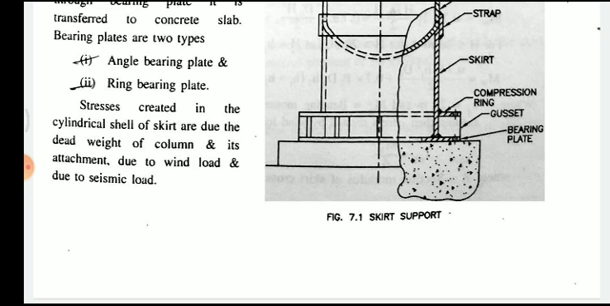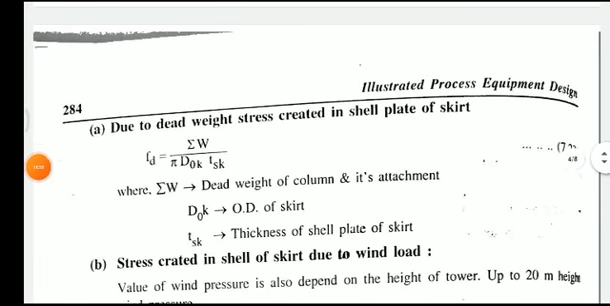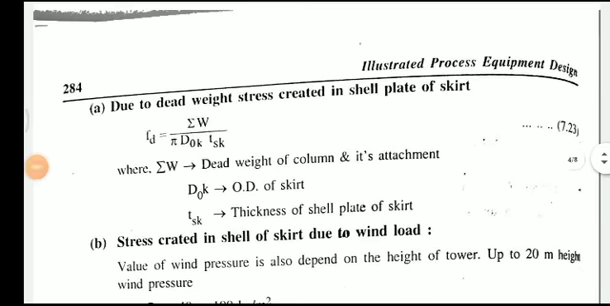Stress created in the cylindrical shell or skirt is due to the dead weight of the column and its attachments, due to the wind load and due to the seismic load. So let's see this. Due to the dead weight, the stress created in the shell plate of the skirt is f_d equals summation of W, which is the dead weight, divided by pi do_k t_sk.